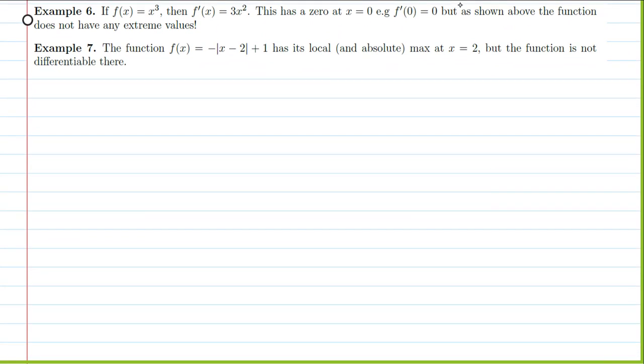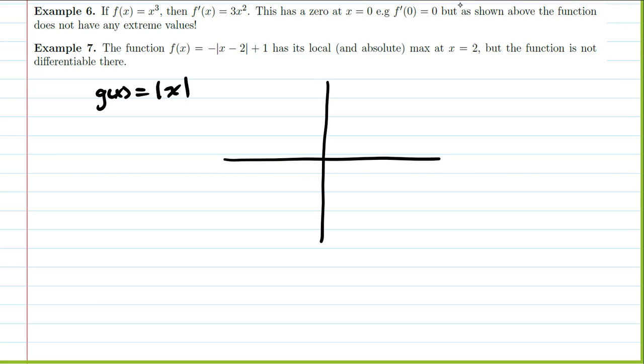All right, the function f of x equals the negative absolute value of x minus 2, plus 1, has its local and absolute max at x equals 2, but the function is not differentiable there. So if we were to graph f of x, our parent function would be the absolute value of x, right? And we know that the generic absolute value function looks something like this, right?